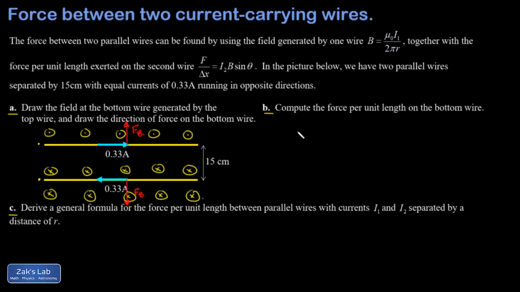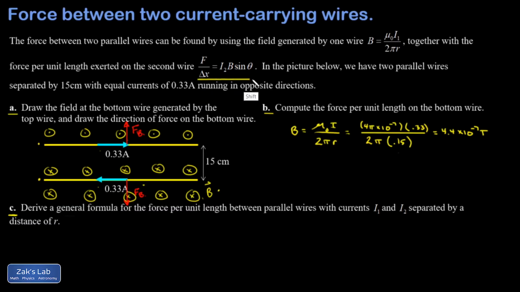In part B, I want to get quantitative and find the force per unit length on the bottom wire. So what I'm going to do is find the magnitude of the field first. I'm just going to keep these ideas separate, and we'll save the general formula for part C. So I'm going to start by finding the magnitude of B generated by that top wire, and we use the formula B equals mu naught I over 2 pi r, and we're going to plug in. Remember, r is the distance from the wire generating the field, so that's 0.15 meters. And I get 4.4 times 10 to the negative 7 Tesla.